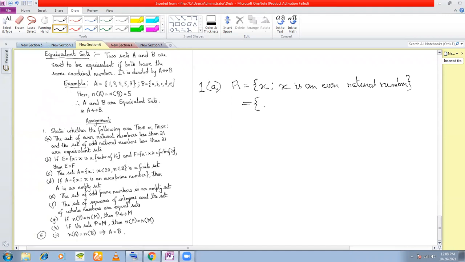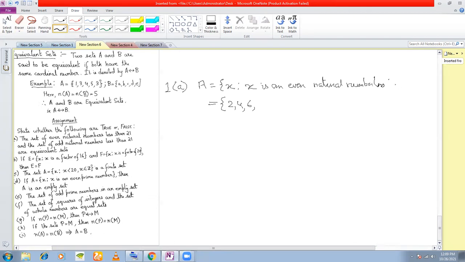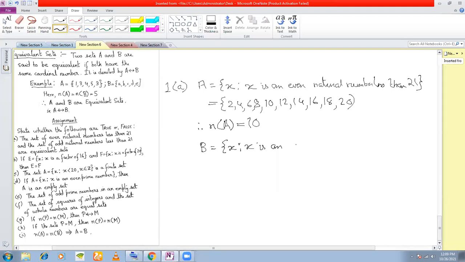What should be in tabular form? What are the even natural numbers which are less than 21? Even natural numbers less than 21: 2, 4, 6, 8, 10, 12, 14, 16, 18, and 20. Right? So what is the cardinality of this set, or the cardinal number of this set? How many elements are there? 10 elements are there.